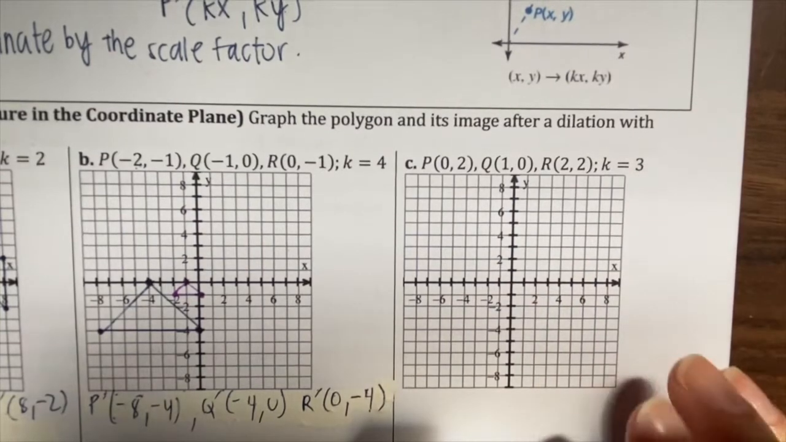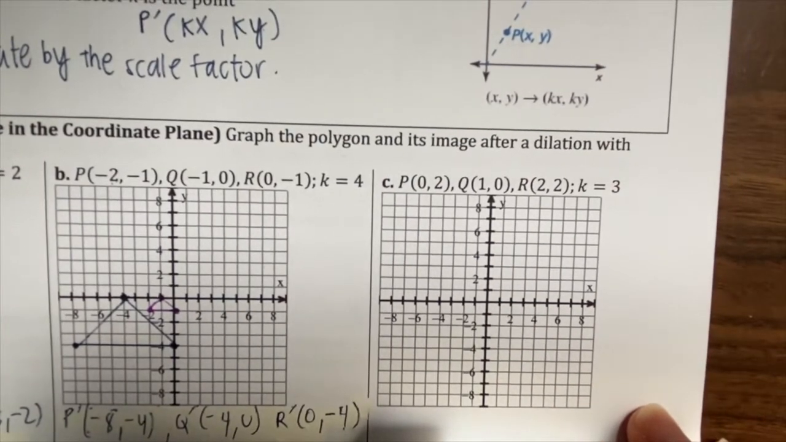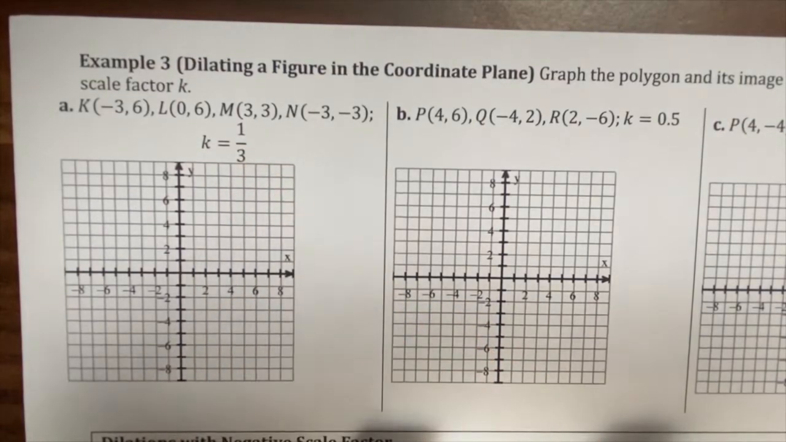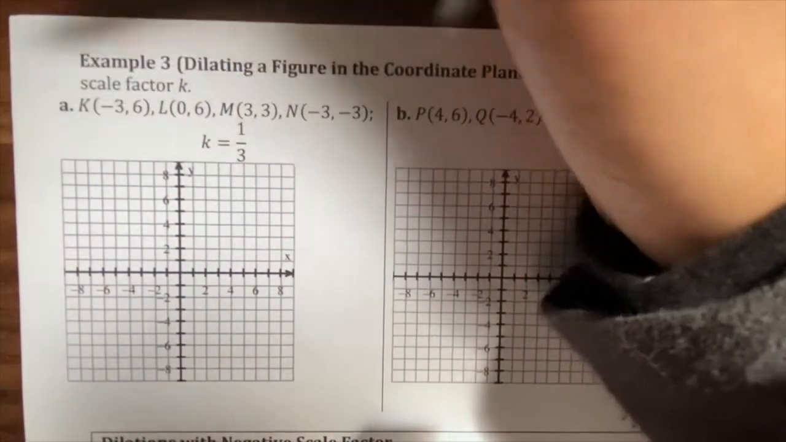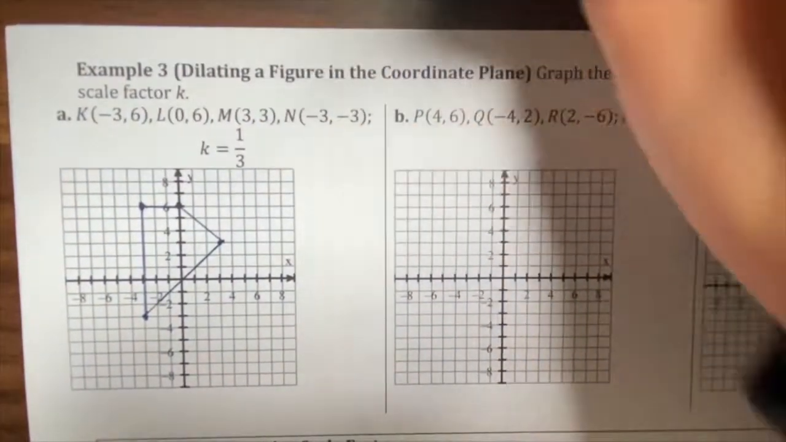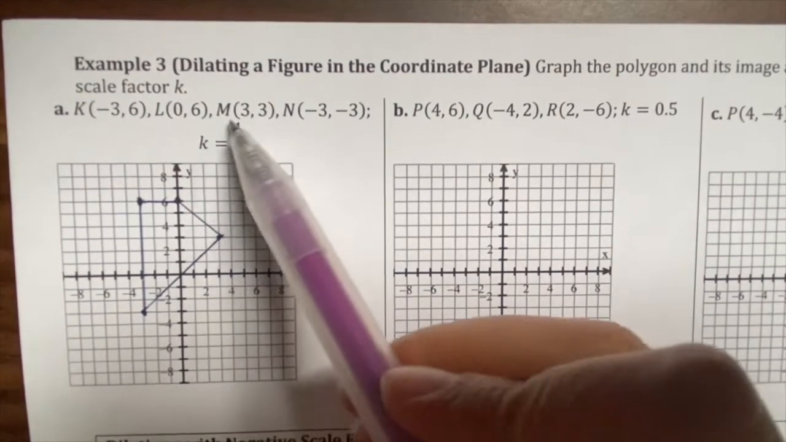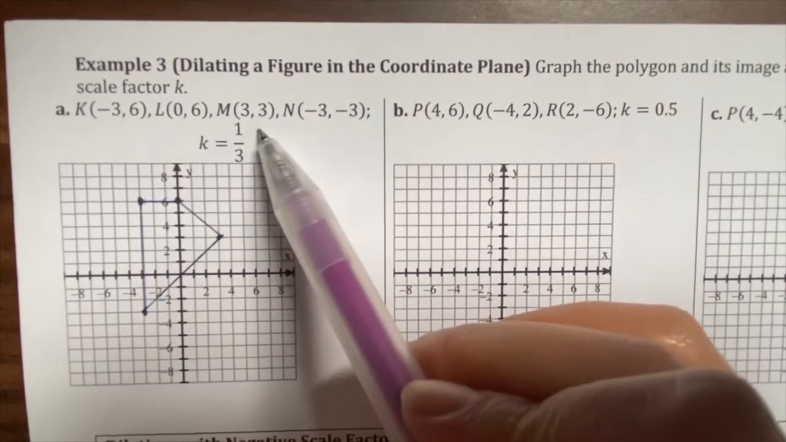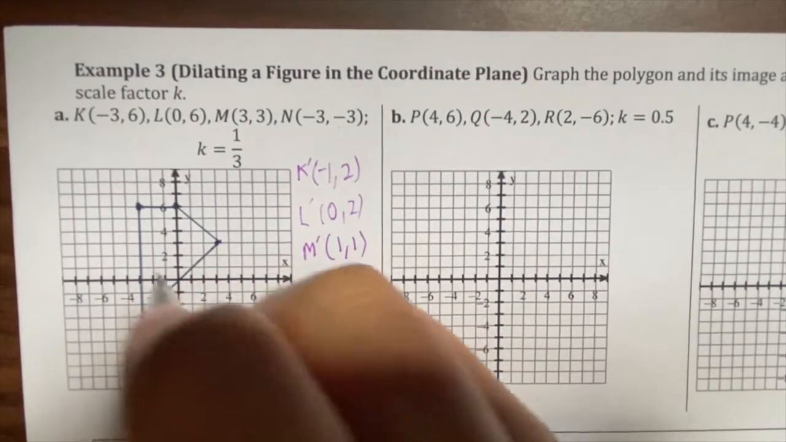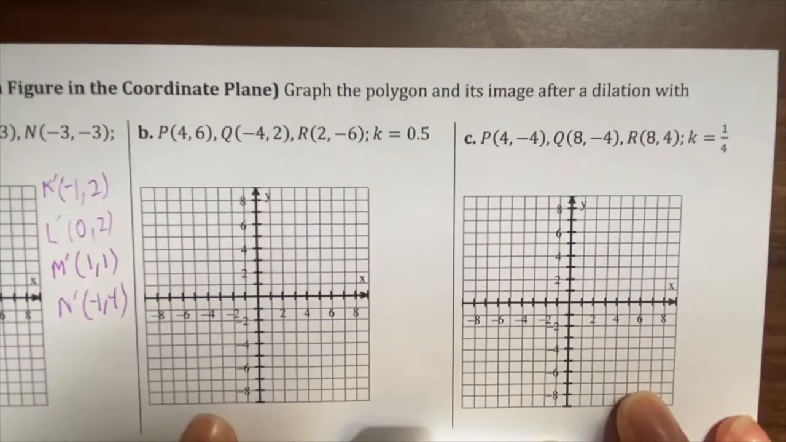All right, so I'll leave C over there for y'all. And we're going to move on to the last example for this first lesson. Example 3 is very similar, but this time we will be graphing reductions instead of enlargements. So I'm just going to start off by graphing the quadrilateral. There's quadrilateral KLMN. Our scale factor is 1/3, so we're going to multiply each of the x and y coordinates by 1/3. We're going to graph these points, and we will have our reduction. There we go.